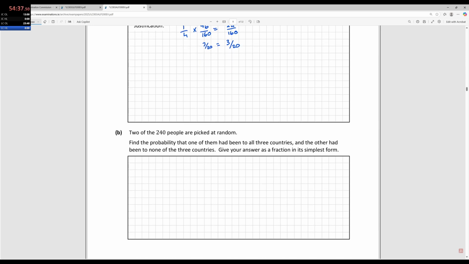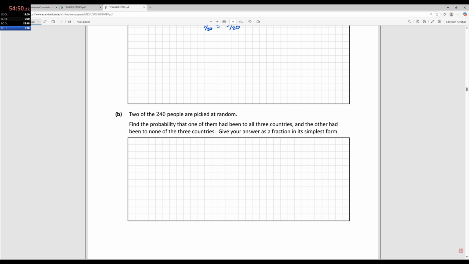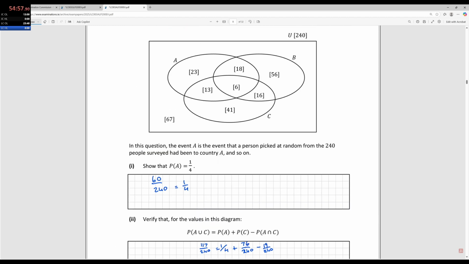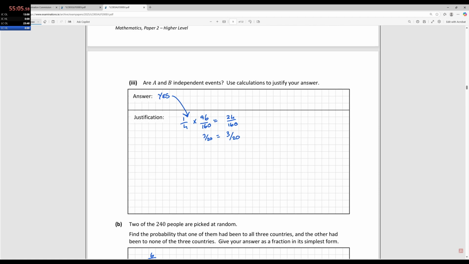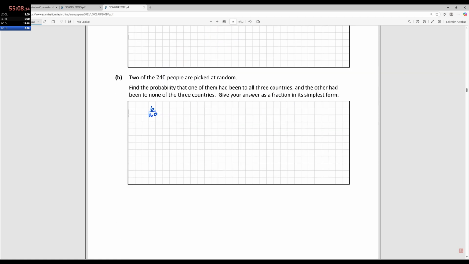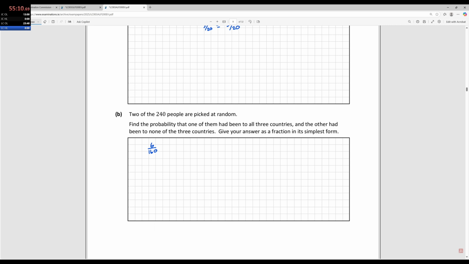Two of the 240 people picked at random, I had the probability that one of them had been to all 3 countries and that the other had been to none. They didn't necessarily say in order, so we have to do both. Which is, I think it's just the same doubled, right? The probability that one had been to all 3 would be 6 out of 160. And the other one had been to none, so 67.